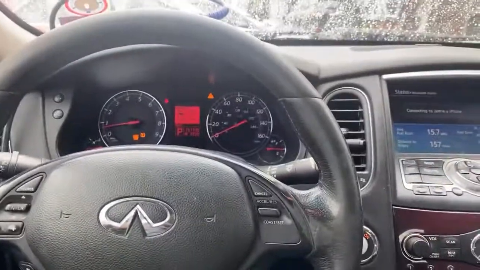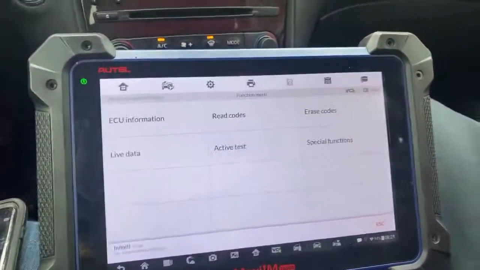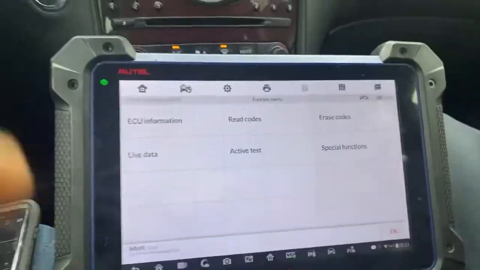Case closed. It's the throttle body itself? Yeah, the whole unit, the whole throttle body itself. Because it talks about the throttle body, but I just want to give you more information.